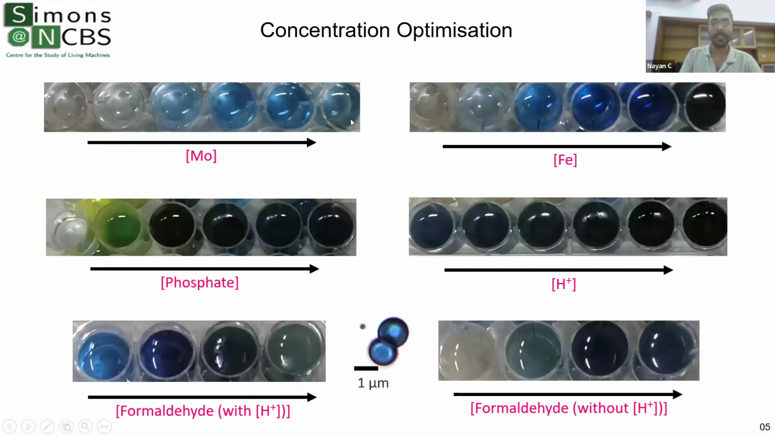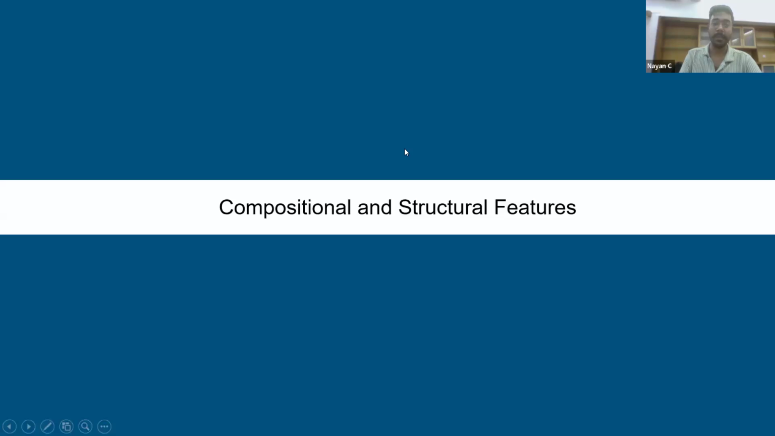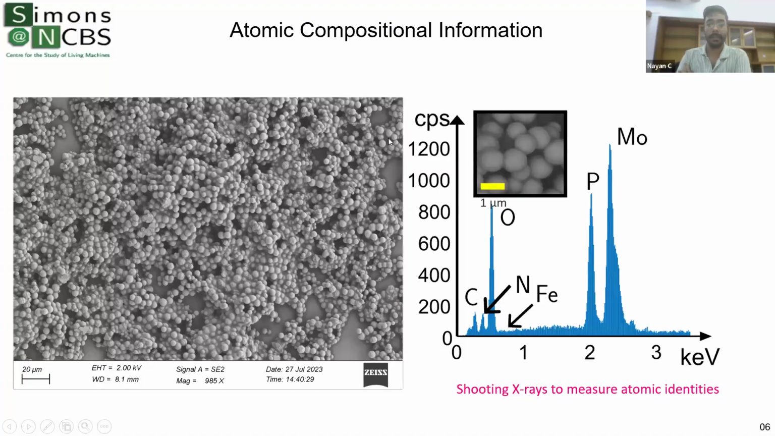And we initially optimized the system in order to find the roles of the different ingredients that we have used in order to form these blue microspheres. And then we went ahead to characterize the different properties of them. To start with, we characterized their atomic compositional information, so to speak. And the technique we used is EDAX, which basically shoots X-rays at a sample in order to know the atomic composition of that sample.